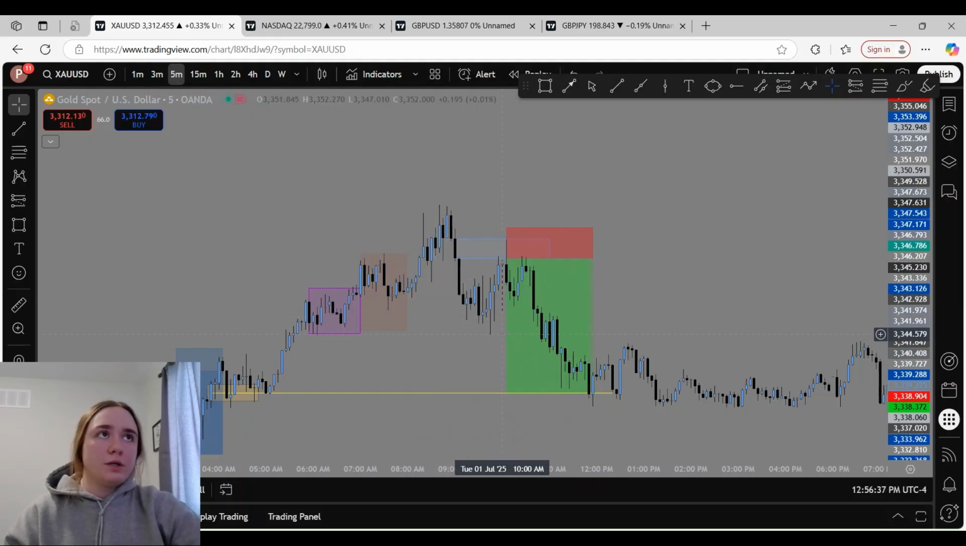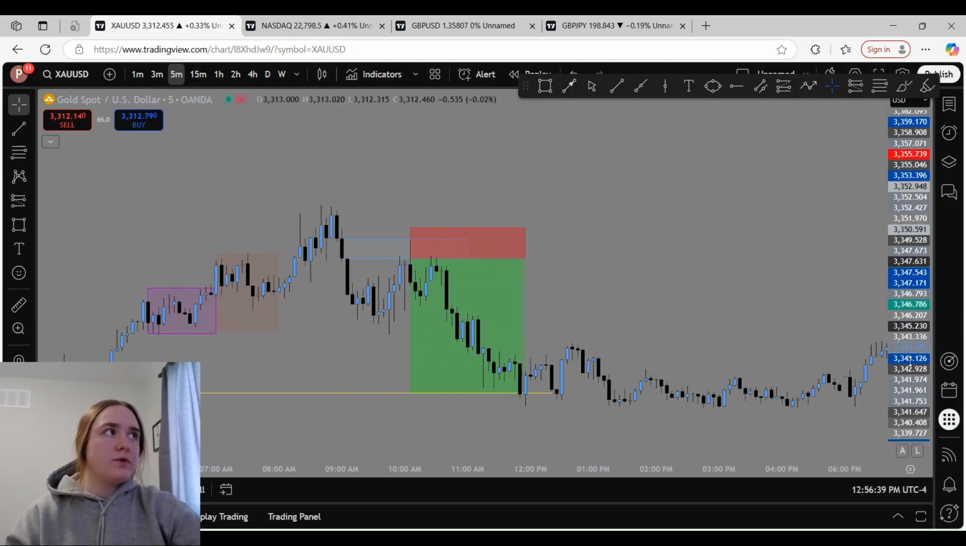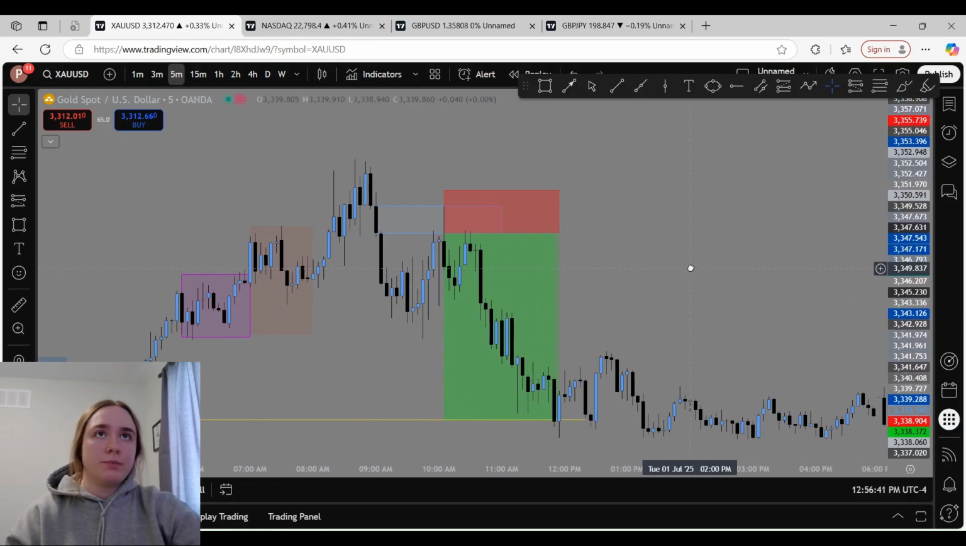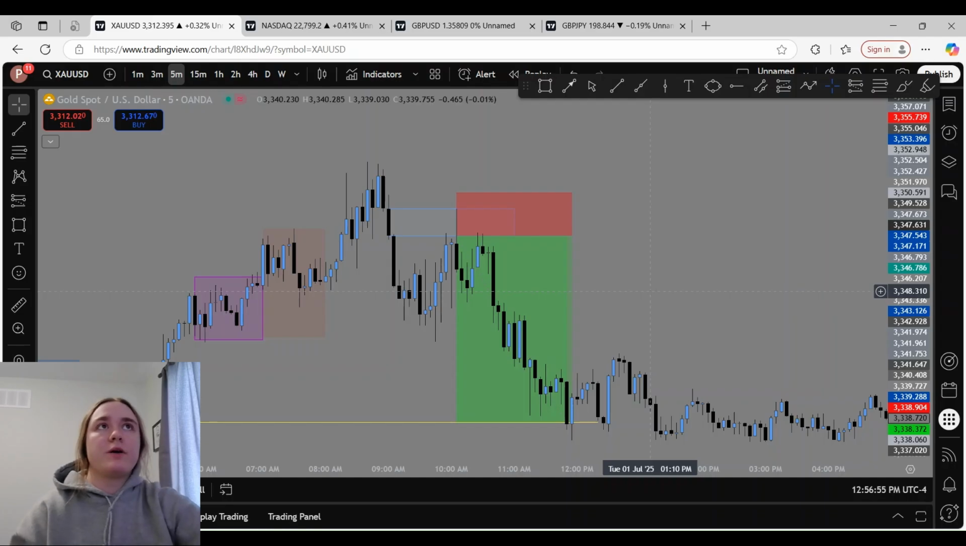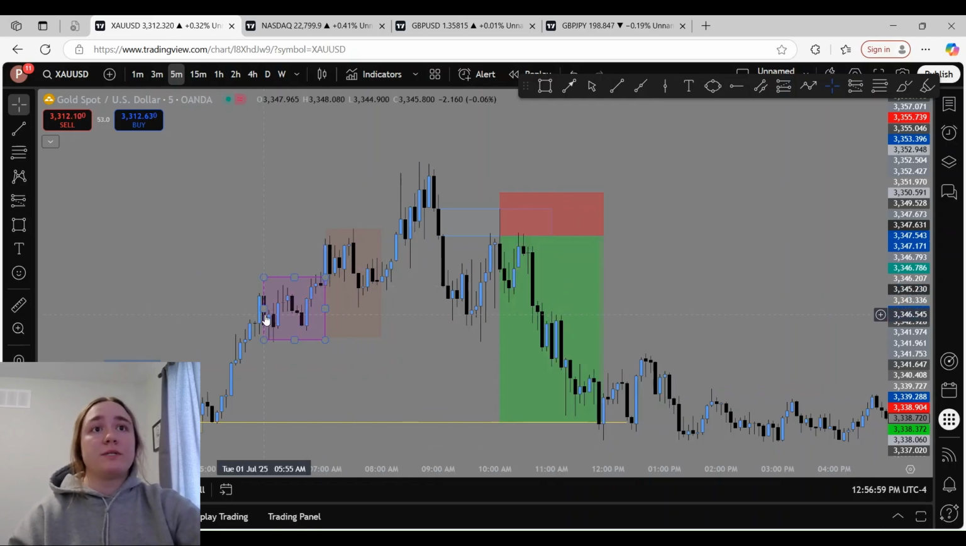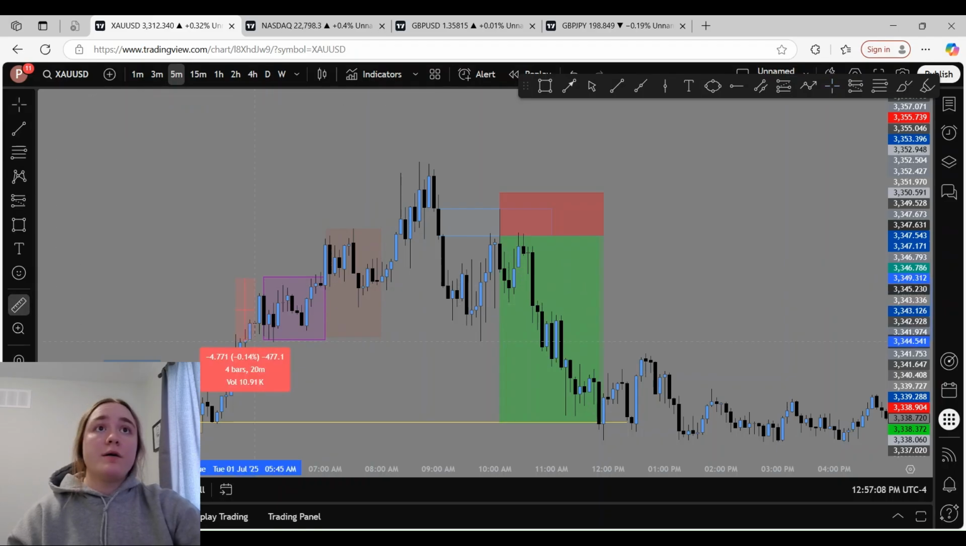Okay, so I know it looks a little crazy when you first look at it, but I promise it's extremely simple. So I'm in Ontario, which means I am Eastern Standard Time. So whatever time it is where you are, I assume that you know how the sessions work if you're here. The first thing you want to look at from 6 to 7 a.m. is some sort of consolidation.